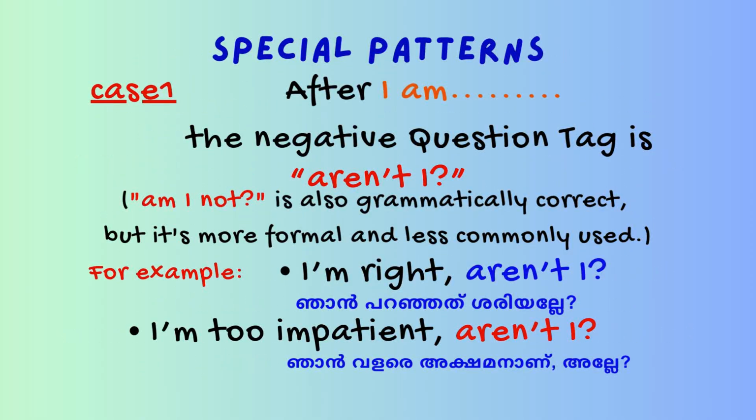Case 1. After I am, the negative question tag is aren't I? Am I not? is also grammatically correct, but it's more formal and less commonly used. Examples. I'm right, aren't I? I'm too impatient, aren't I?